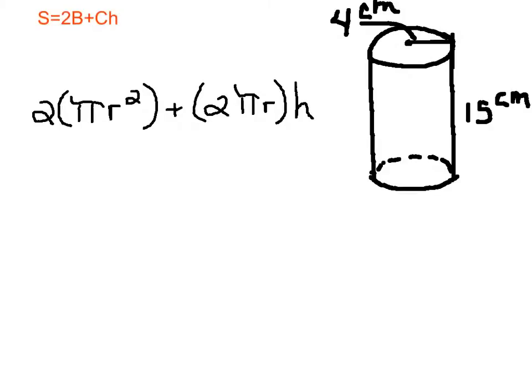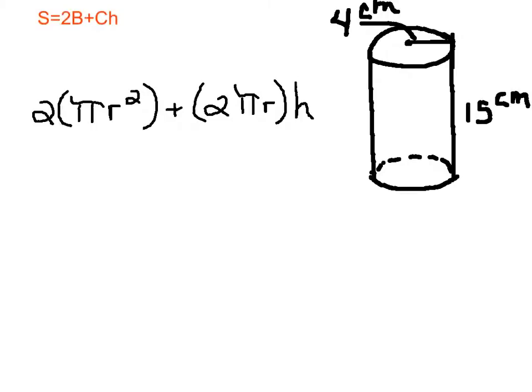So let's apply the formula. The surface area is 2 times the area of the base plus the circumference of the base times the height of the cylinder. I like to rewrite the area of the base as the area of the circle formula. So I have 2 times the area of the base, which is pi times radius squared, plus, and then I rewrite the formula with the formula for circumference of a circle, which is 2 times pi times the radius, and that's multiplied by the height of the cylinder. So let's go ahead and plug in the values.